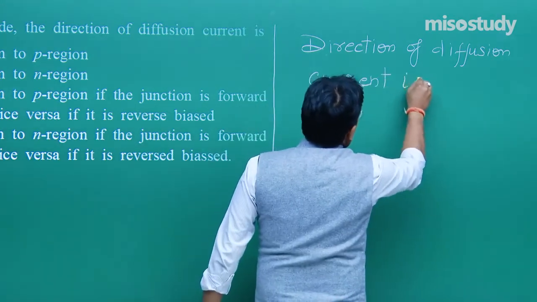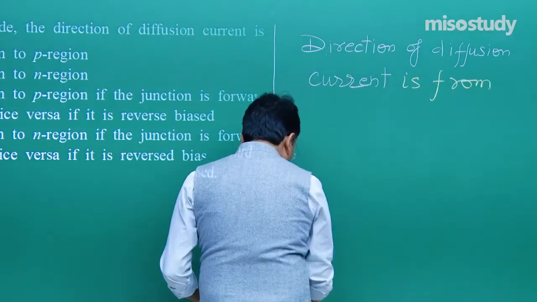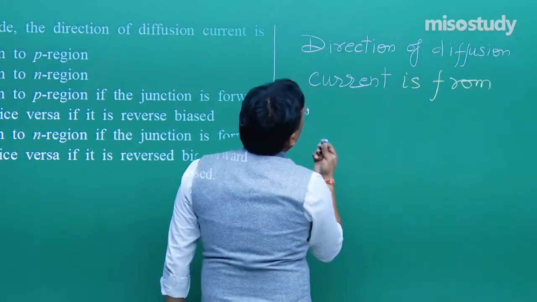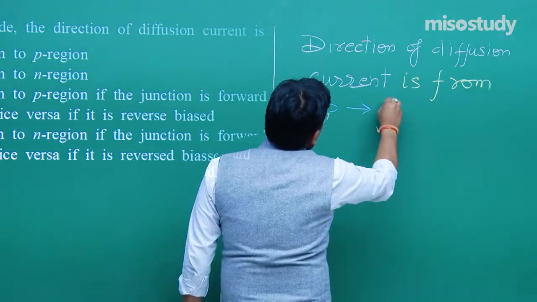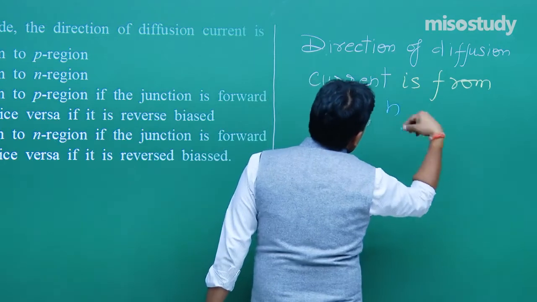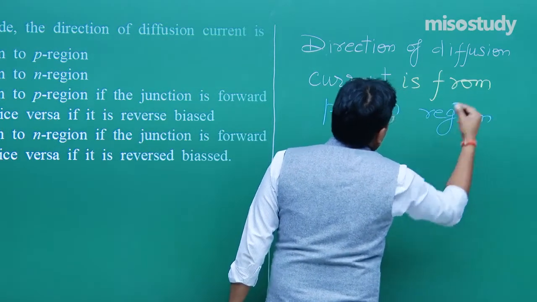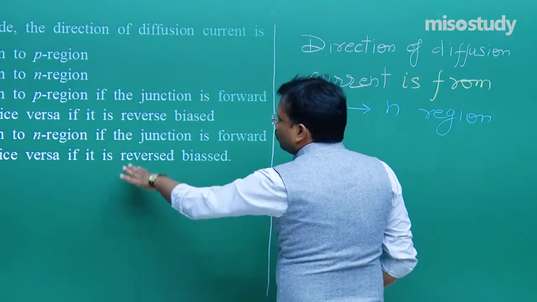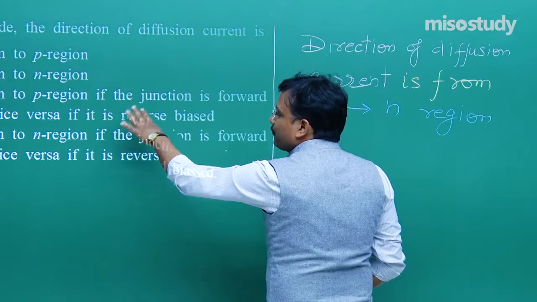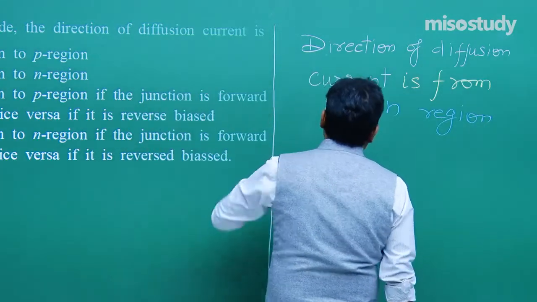Is from, now be very careful, from P to N region, segment, zone, something like that. So now you need not consider all these facts. Simple: it is from the P region to the N region.